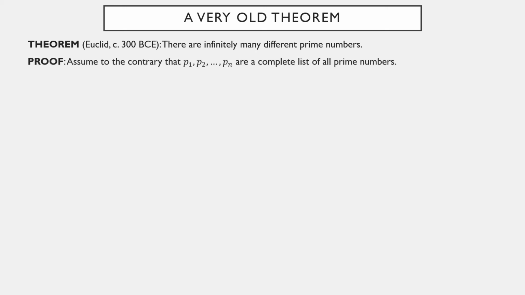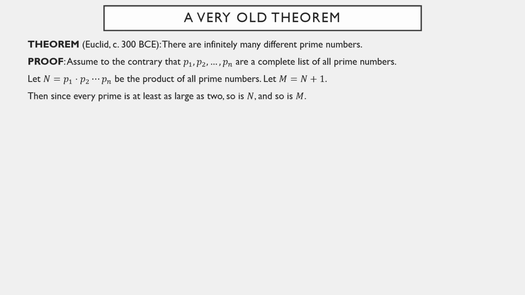Let's assume to the contrary that we have a finite and complete list of all the prime numbers. So these numbers are all different from each other, they are all prime, and furthermore, any number which is prime has to be in this list. We are assuming that there is a finite list that accounts for every single possible prime number. So I'm going to let capital N be the product of all of these things, and I'm going to let capital M be N plus 1.